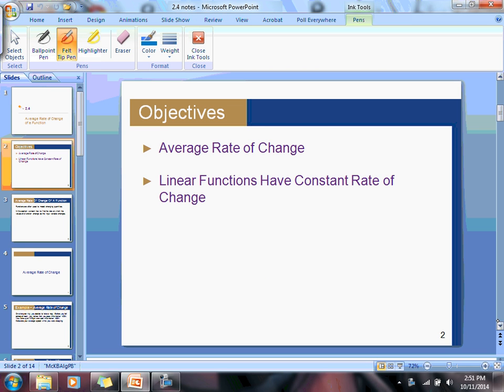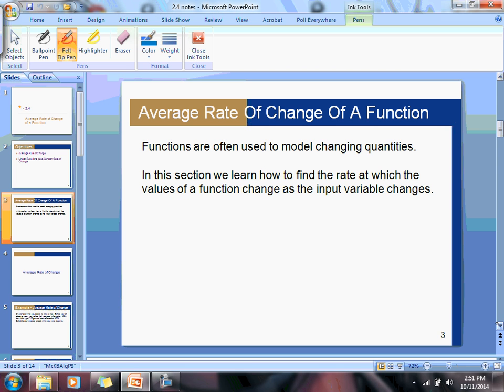And today we're going to be talking about the average rate of change as well as linear functions that have a constant rate of change. Functions are often used to model changing quantities in the real world. So that's what we're going to focus on in this section: how we find the rate at which values of a function change as the input changes.